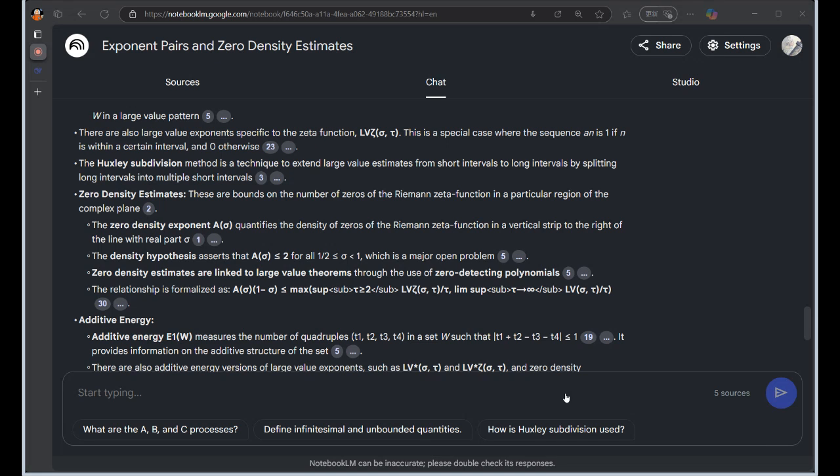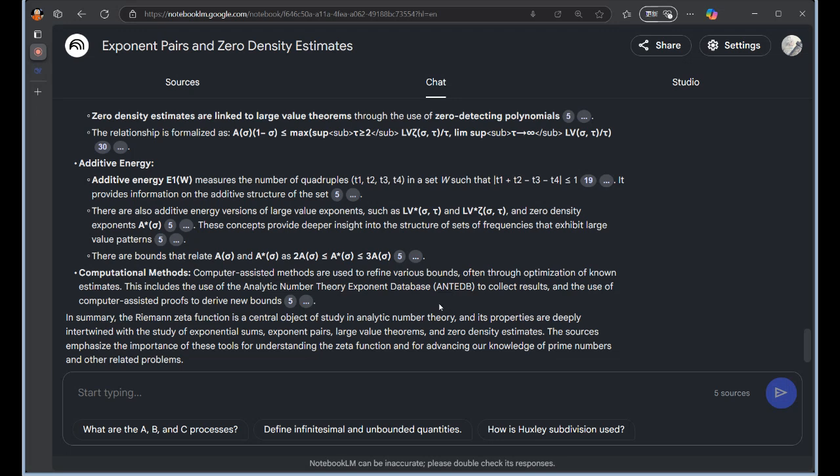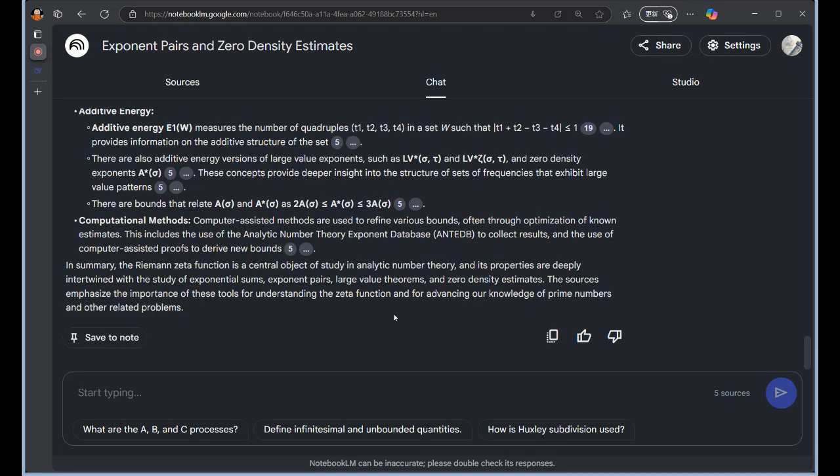But we haven't talked about the ANTEDB in a while. How did the researchers use it to make progress in this area of zero density estimates? They used it to leverage the power of large value theorems. By cleverly combining existing knowledge and applying powerful computational techniques, they were able to derive new and improved zero density estimates. Some of these estimates even surpassed long-standing classical bounds like Ingham's and Huxley's. So they're not just refining our map of the zeta function, they're redrawing entire sections of it.